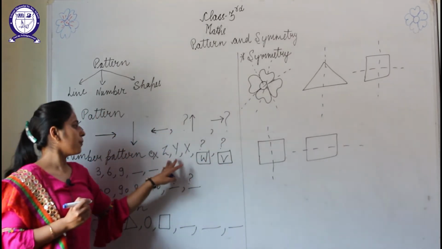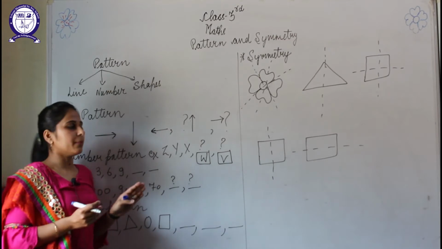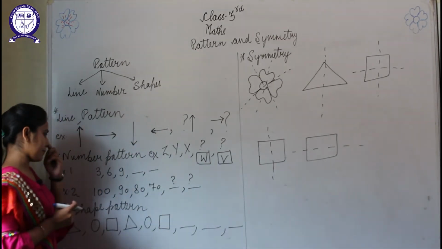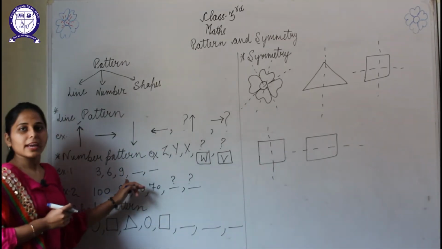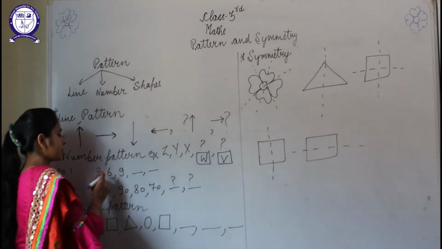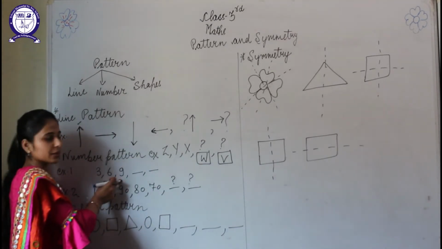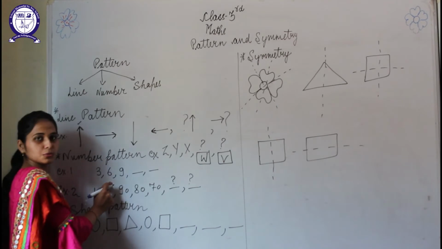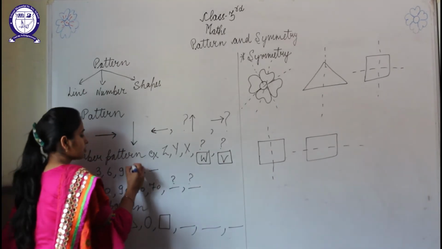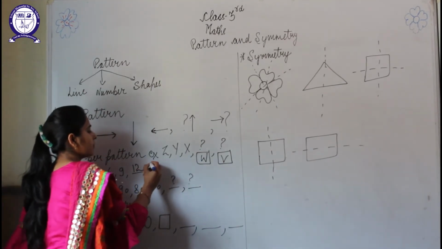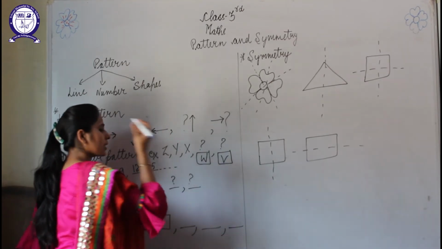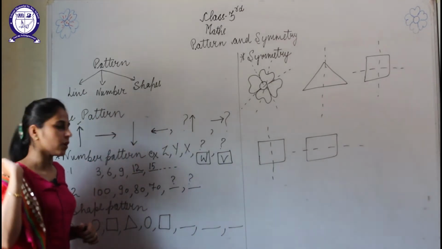Sometimes patterns are formed using both alphabets and numbers also. In the next example, we are having 3, 6, 9. Here we can observe that the table of 3 is going on. 3 ones are 3, 3 twos are 6, 3 threes are 9. So 3 fours are 12, 3 fives are 15, and like this we can continue this pattern up to however many terms we want.